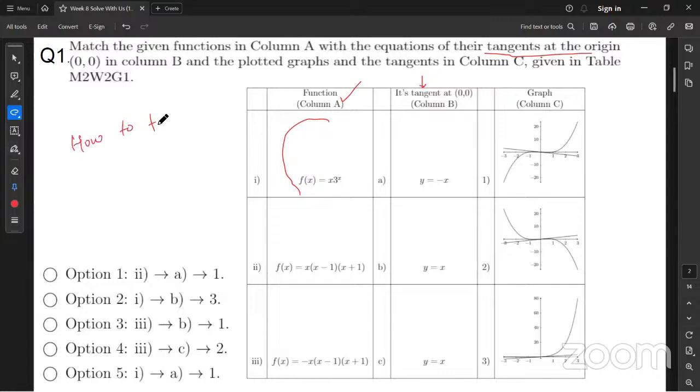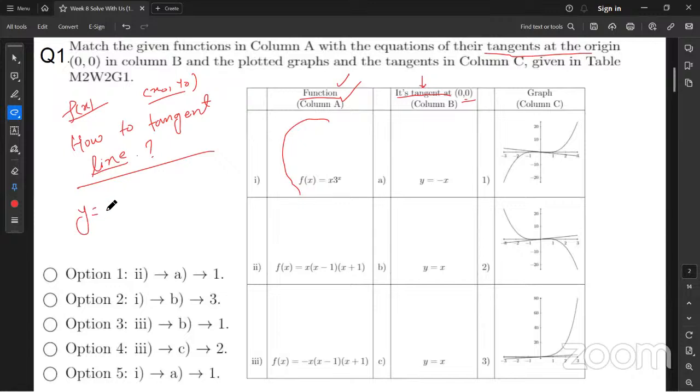You know how to find a tangent line, right? If you remember Friday's class, I discussed what a tangent line is and how we can find it. There is a nice formula. In this column you have the function, and in this column you have the tangent at the origin. For a tangent line you need x naught, y naught, the one point where you need to find the tangent line, and you need the function. Both you have. Now with the help of these two things, you need to find what your tangent line y will be.